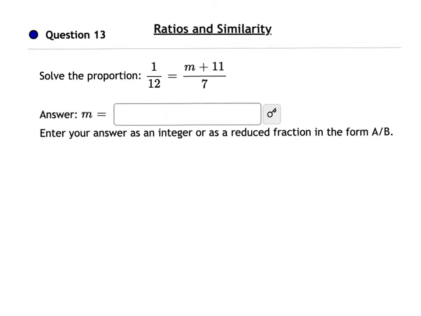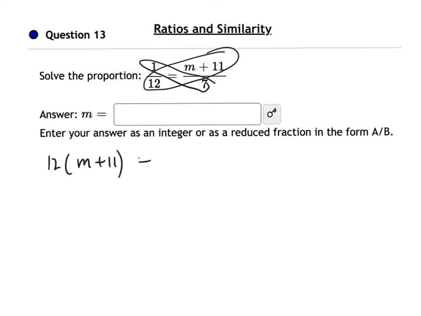Here's another proportion, and it's just like the last one. The difference is when I cross multiply, I have to distribute. I'm going to take 12 times m plus 11, and I'm going to take 1 times 7, which I could have just written down 7. Distribute here. 12 times m is 12m. 12 times 11 is 132. 1 times 7 is 7.